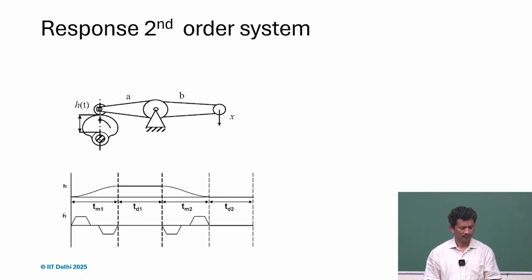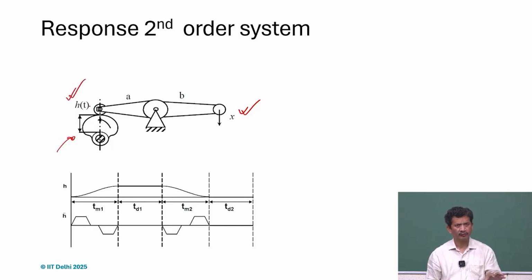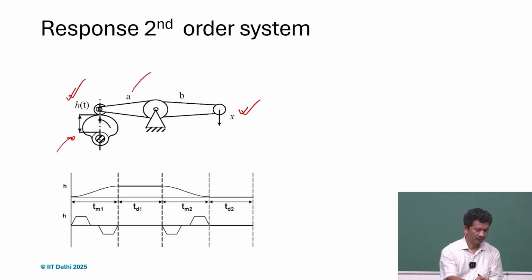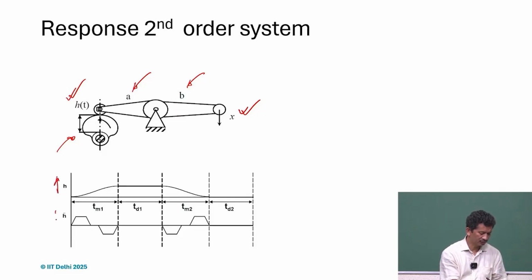So we can consider a very simple system where you are interested in the output x, and the input is the cam motion, ht. We have a lever connected with the parameters a and b. Usually we can have different kinds of cam design, and different kinds of motions can be given to the system. So this is one of the cases. This is the displacement we are talking about, and this is the acceleration.